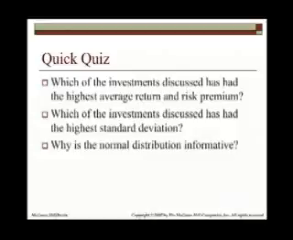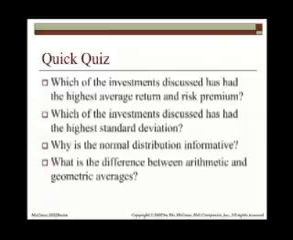Why is the normal distribution informative? Well, the normal distribution shows up often, especially when we're looking at sampling data, and that's one of the reasons it's so very important, extremely important in hypothesis testing. What's the difference between arithmetic and geometric averages? Well, generally, the geometric average gives us a compound annual rate of return, and the arithmetic average sort of tells us what the average return would be in just one given year. So we can think of it that way, and that pretty much finishes up our chapter.